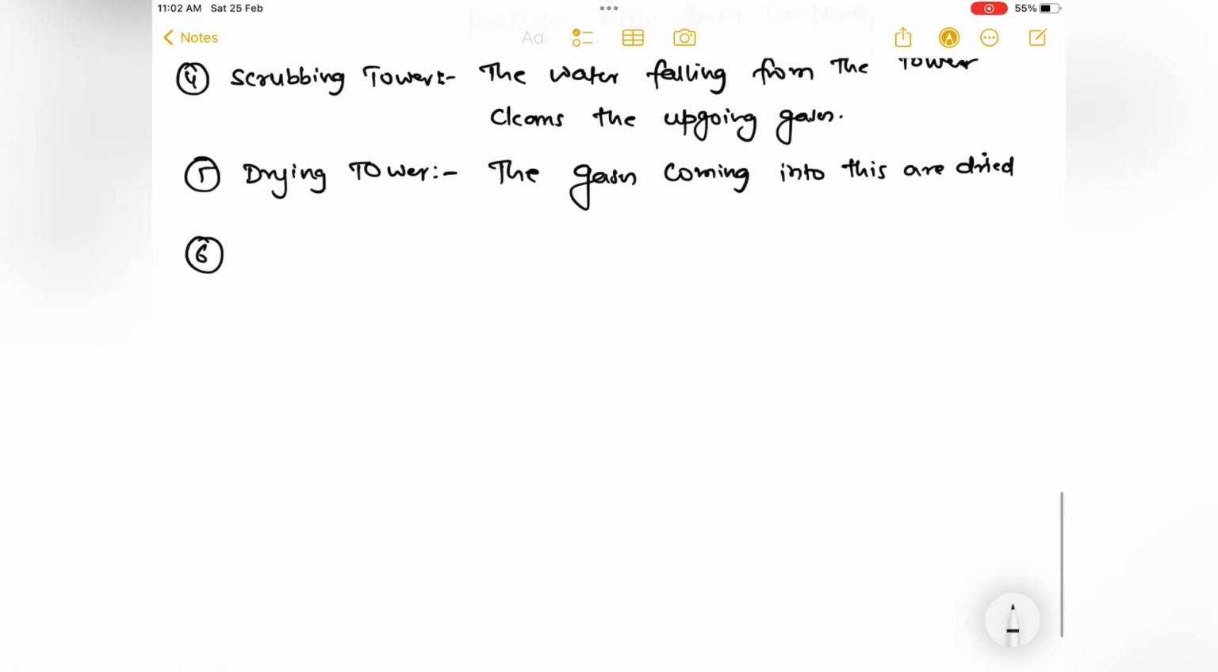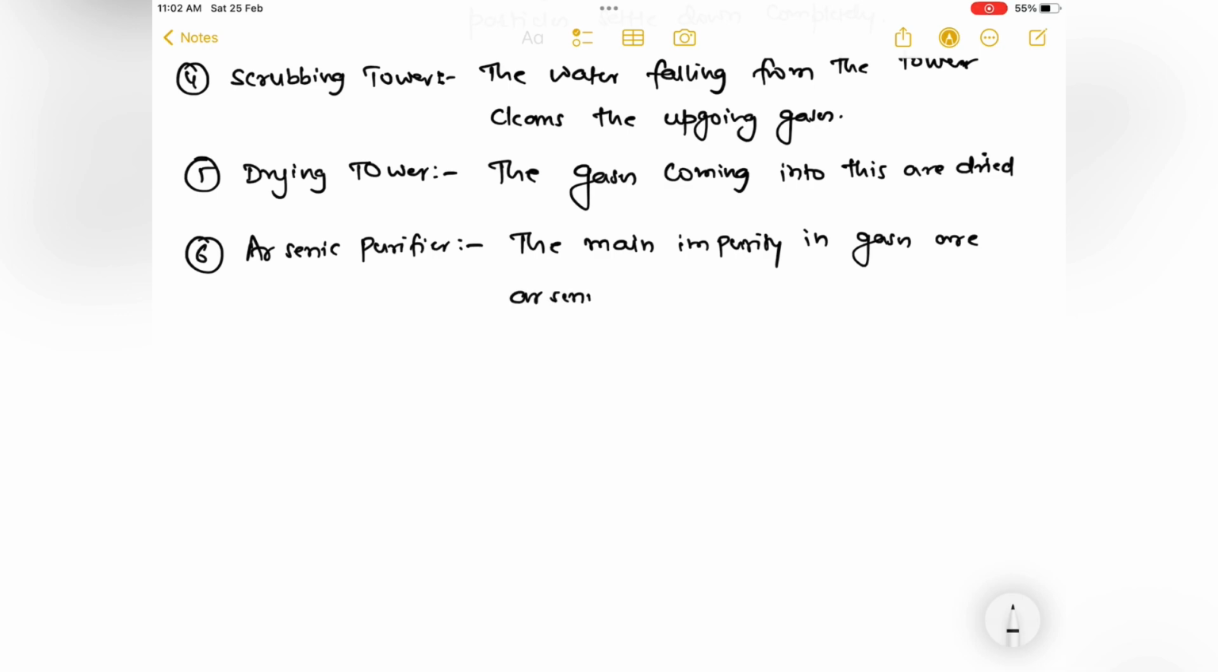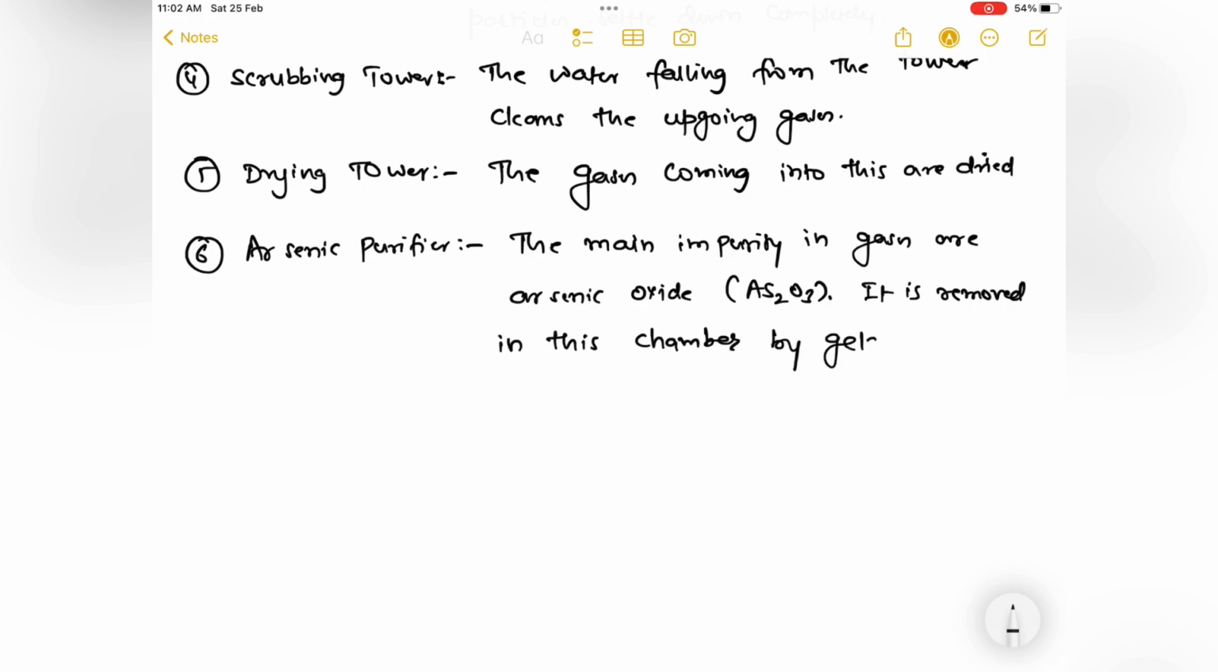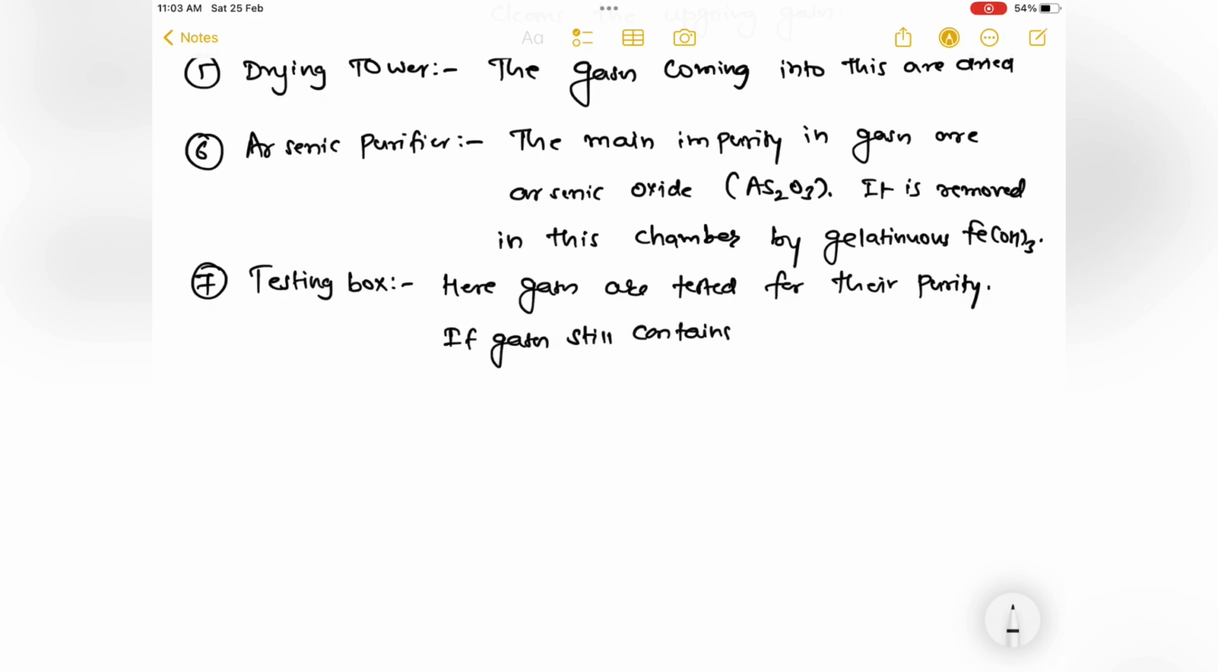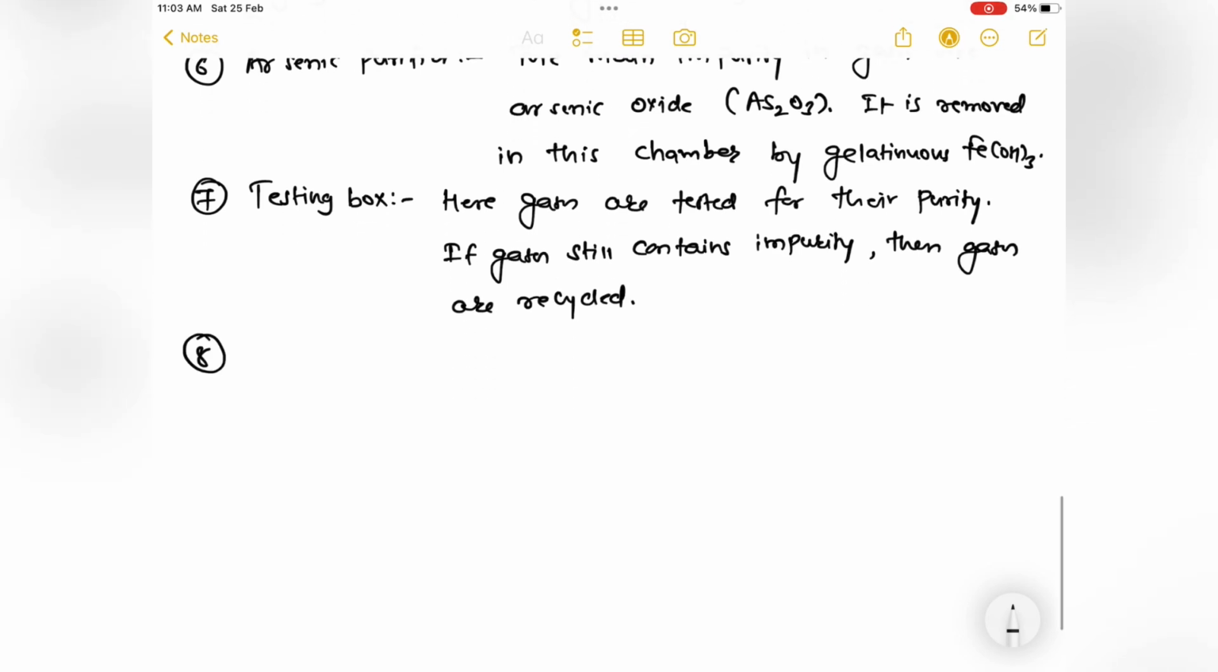Sixth one is arsenic purifier. Function of arsenic purifier: the main impurity in the gases is arsenic oxide, As2O3. It is removed in this chamber by gelatinous iron oxide, Fe(OH)3, iron hydroxide. Testing box: here gases are tested for their purity, and if the gases still contain some impurities, then these gases are recycled.